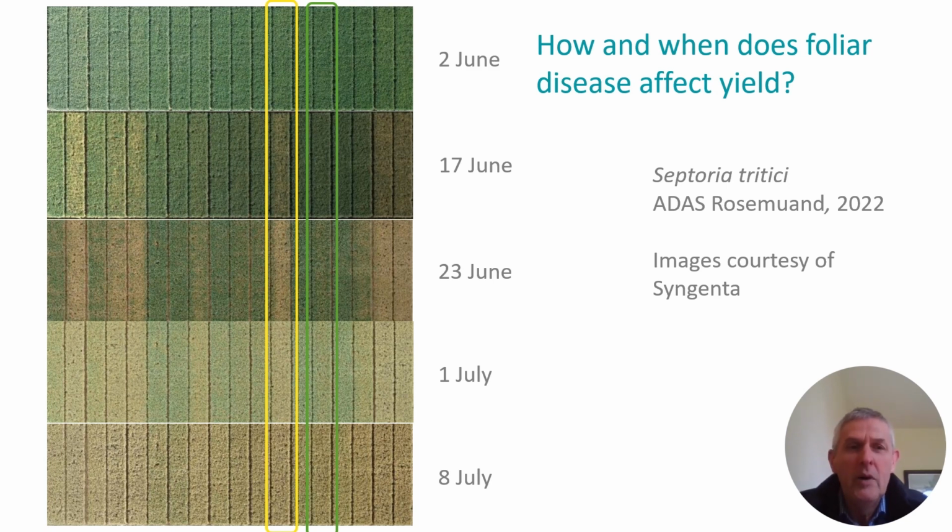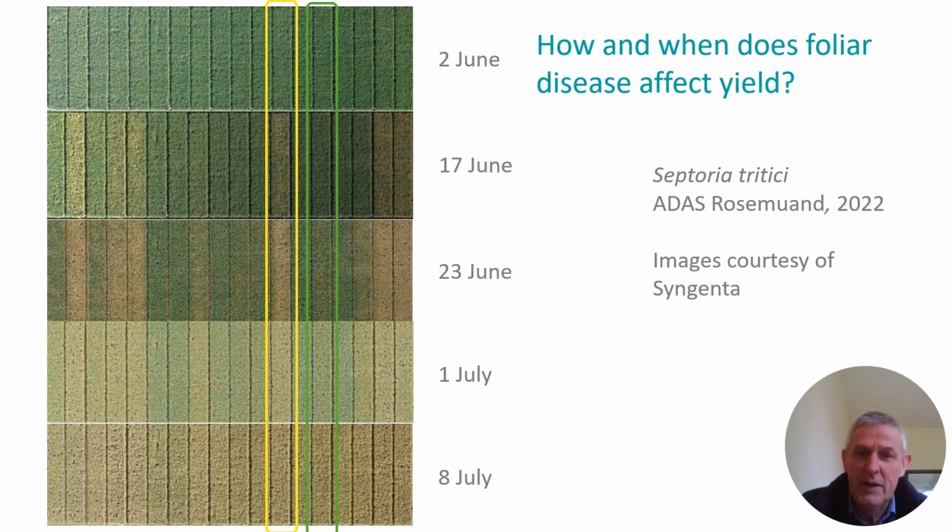we can see at the top around the 2nd of June the canopy was healthy. On the 17th of June, being well protected in this case with a fungicide program, the canopy was still predominantly green, and still green right through to the 23rd of June. By the 1st of July, it's starting to lose green area substantially. By the 8th of July, it's senescing. If we now follow down the series of plots which were untreated, outlined in yellow, we can see at the top the canopy is green, but by 23rd of June it's lost a substantial amount of its green area and is already starting to senesce.